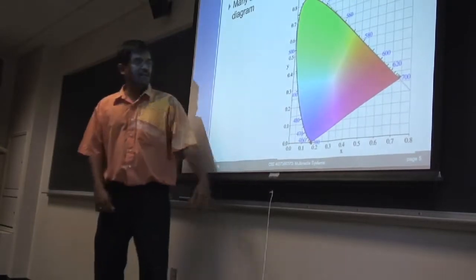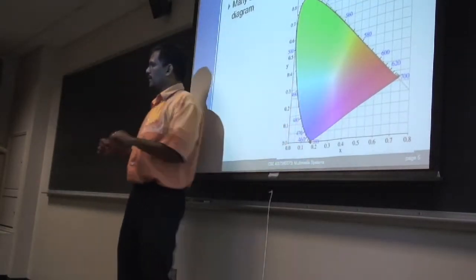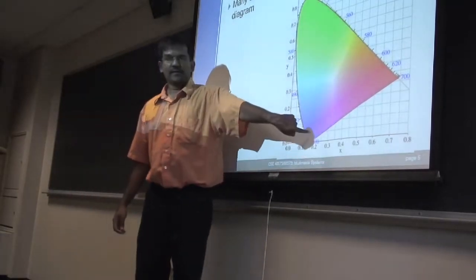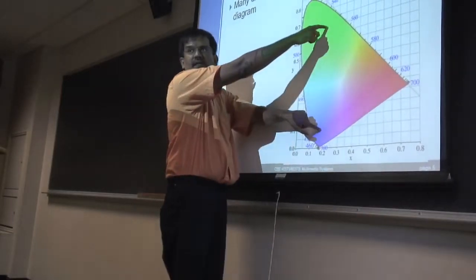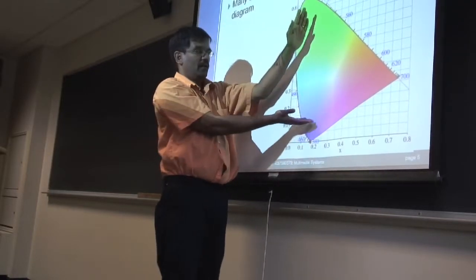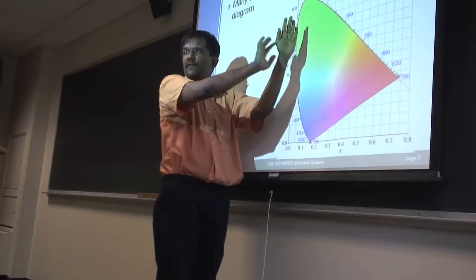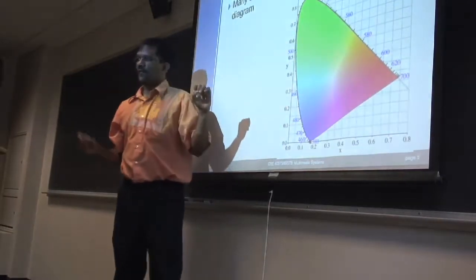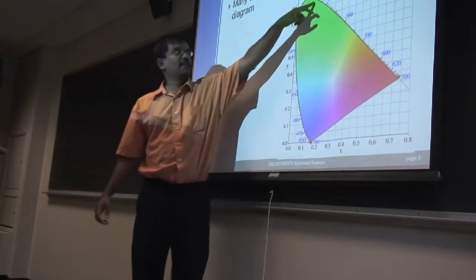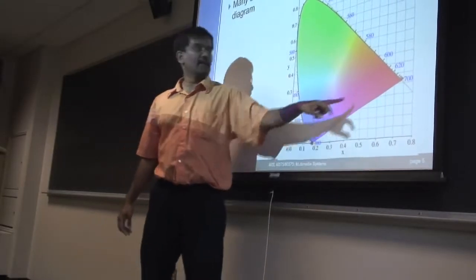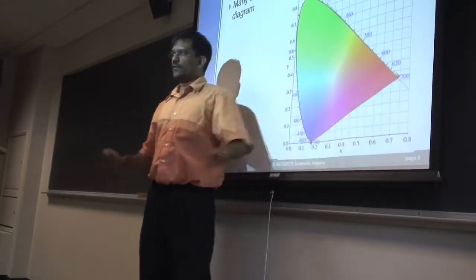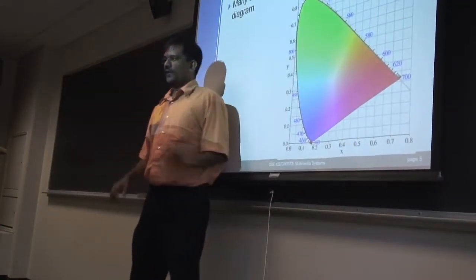There are other properties, like X and Y being the different coordinate axes. One of the properties is that if I choose a reference here and a reference here, all the shades from adding those two would fall on the line between them, towards the inside. So if I'm using an RGB monitor, and my green happens to be here, blue here, and red here, everything inside this triangle is all I can show. Everything outside this I cannot show.